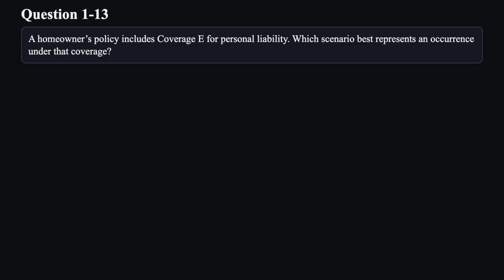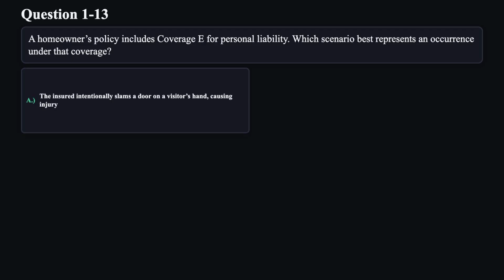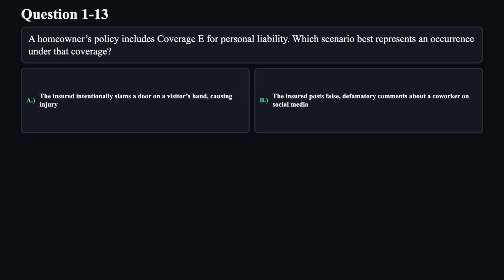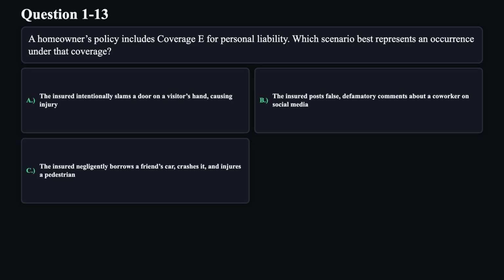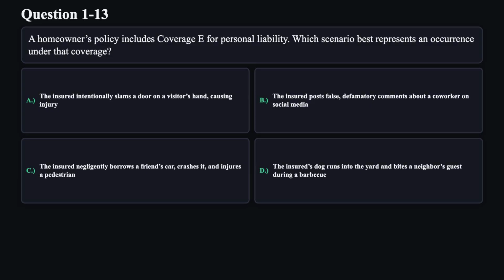Question 13. A homeowner's policy includes coverage E for personal liability. Which scenario best represents an occurrence under that coverage? A. The insured intentionally slams a door in a visitor's hand, causing injury. B. The insured posts false, defamatory comments about a coworker on social media. C. The insured negligently borrows a friend's car, crashes it, and injures a pedestrian. D. The insured's dog runs into the yard and bites a neighbor's guest during a barbecue.